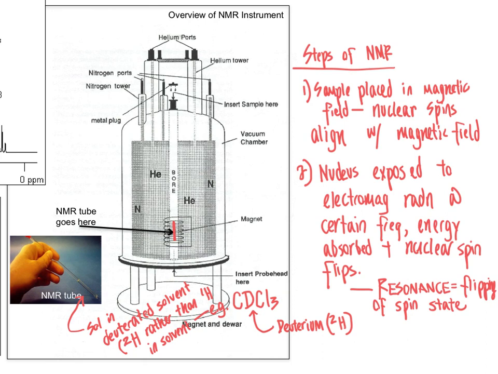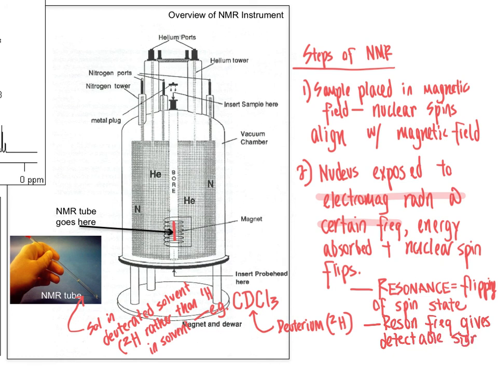And that specific resonance frequency, because we said that this radiation has to be at a certain frequency for energy to be absorbed and the nuclear spin to flip, we refer to that particular frequency as the resonance frequency, and that's going to give a signal that's detectable. So we can say the resonance frequency gives a detectable signal within the NMR spectrum.